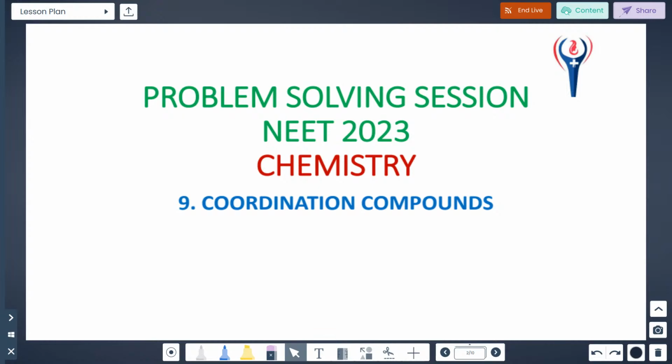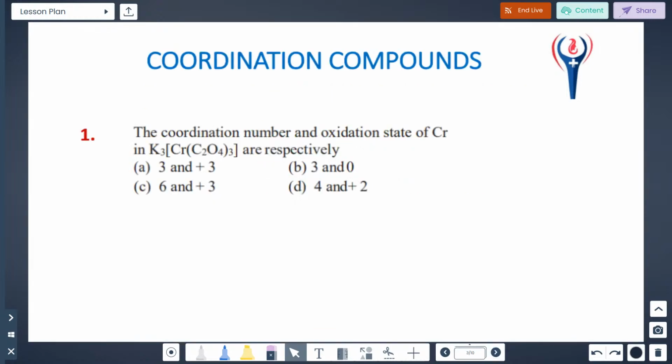Today I am going to solve 7 problems in coordination compounds. So, very simple one, easy chapter also. Now see the first question: the coordination number and oxidation state of chromium in K3[Cr(C2O4)3] are, respectively. They are asking coordination number and oxidation state. So here you know how to find them.